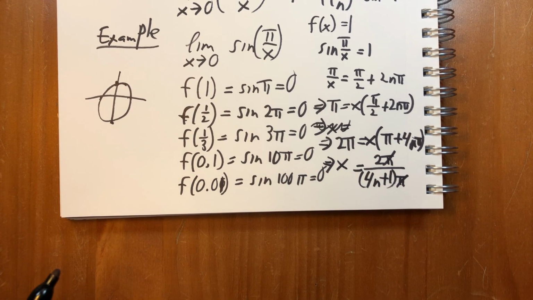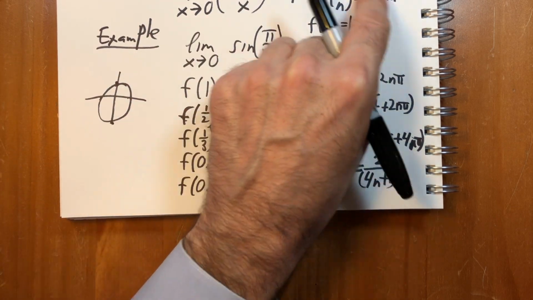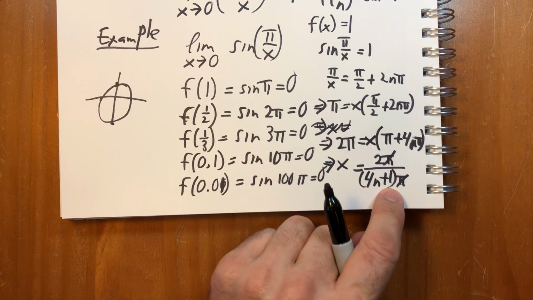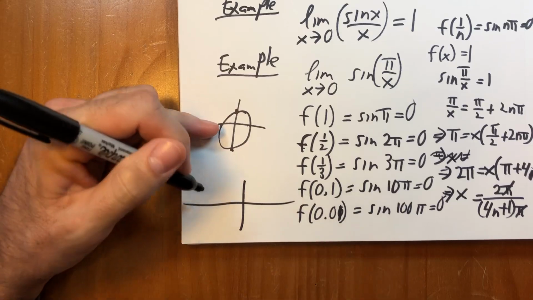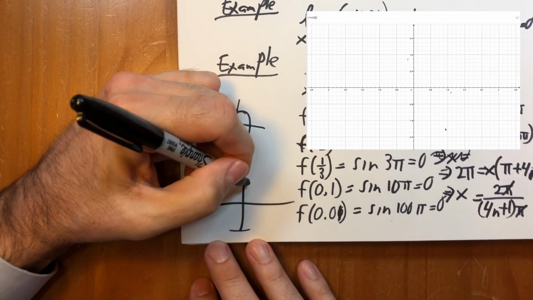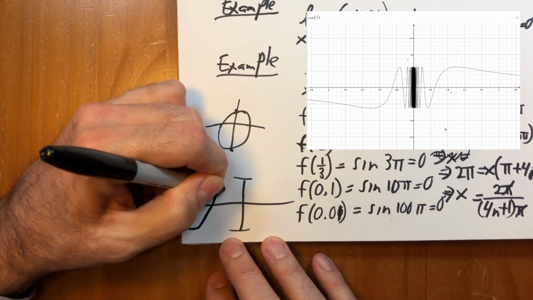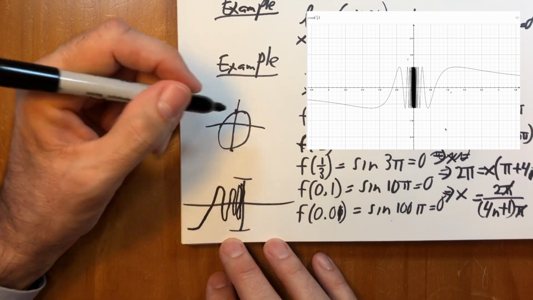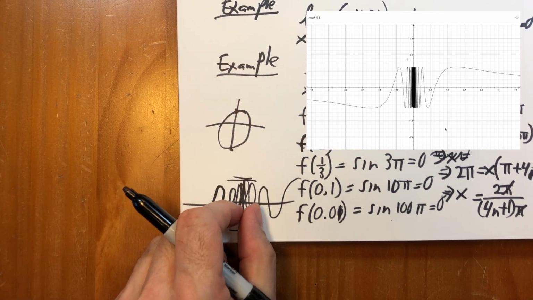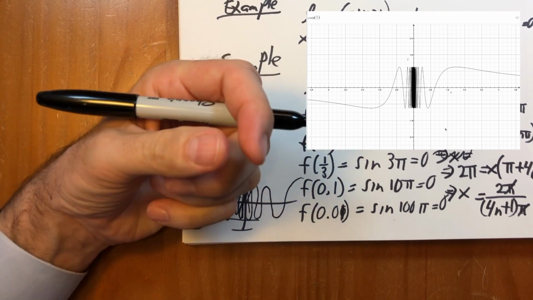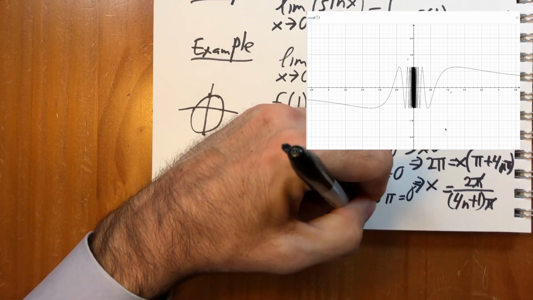So what that tells us is that if x equals 1 over n, where n is an integer, then this function equals 0. But if x equals 2 over 4n plus 1, where n is an integer, then this equals 1. What's going on is that it's always between 1 and negative 1, because sine is always between them. It comes in like this, and as it gets closer and closer to 0, it starts going faster and faster, and it keeps going back and forth. So no matter how close you get to 0, you're always going to be able to find any value between 1 and negative 1. So the limit of this does not exist.